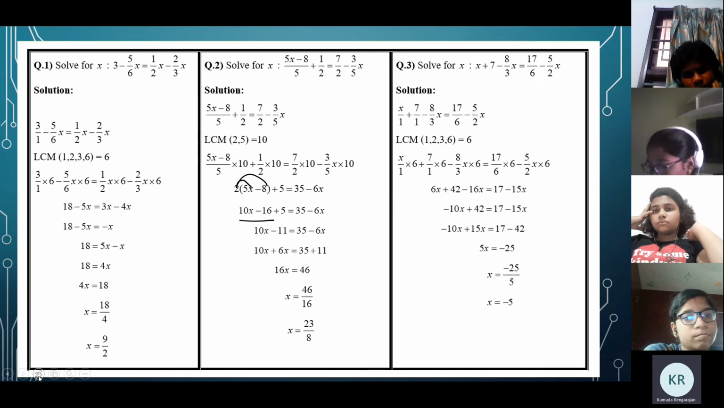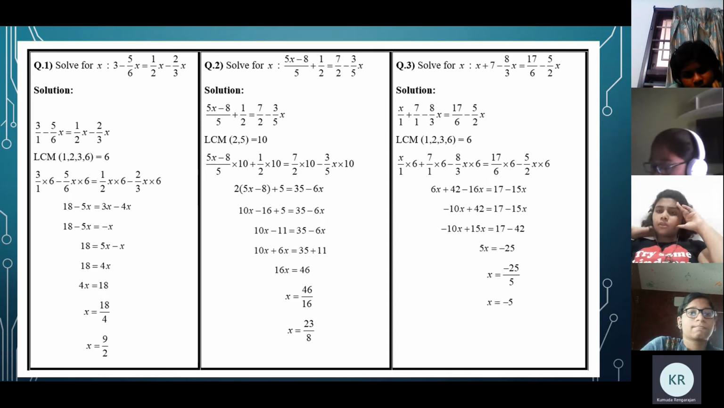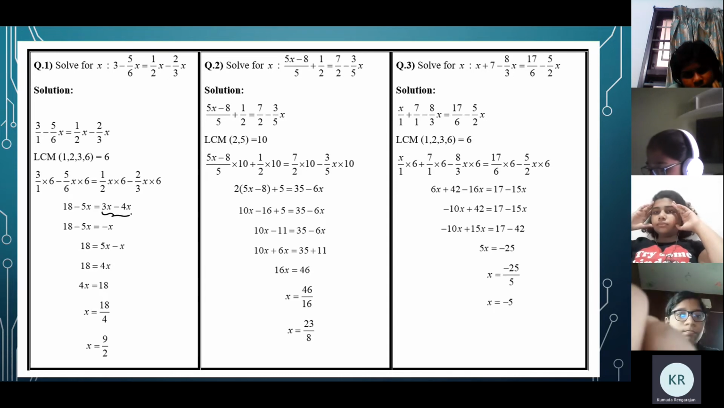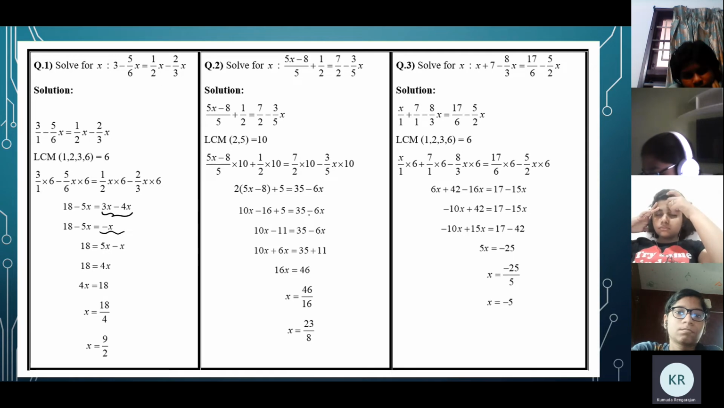Now, before transposing, on the same sides, if we have any simplification, we'll do that. You don't have to transpose immediately. See here also we did the same thing. First, we simplified 3x minus 4x is minus x. Similarly here, on the left hand side and right hand side, if there is any simplification, we'll do that first. So this 35 minus 6x, nothing can be done. So we write it as it is.